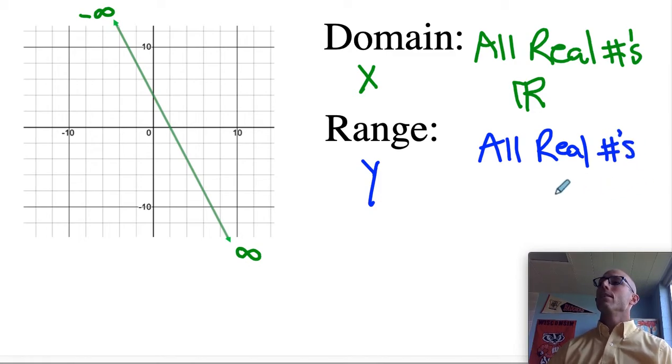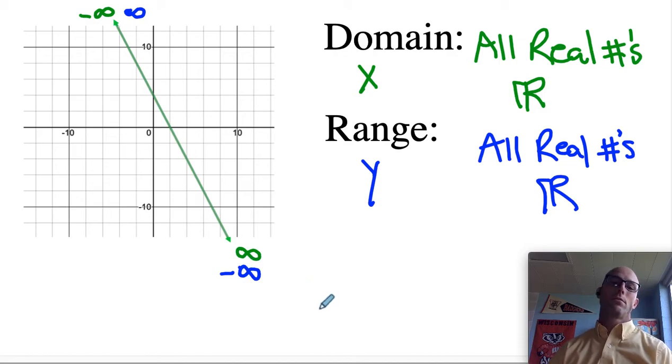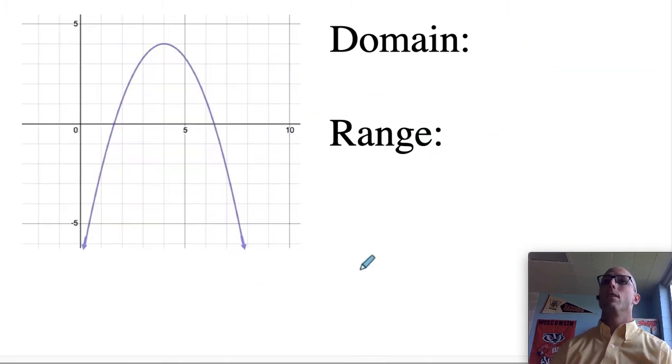And that is because it's going to go up. In this case, it's going to go up to infinity, up forever, and down to infinity. It's going to go down forever. So this domain and range are not restricted at all. It's inclusive of every value that's out there. Next graph, domain and range, same thing.